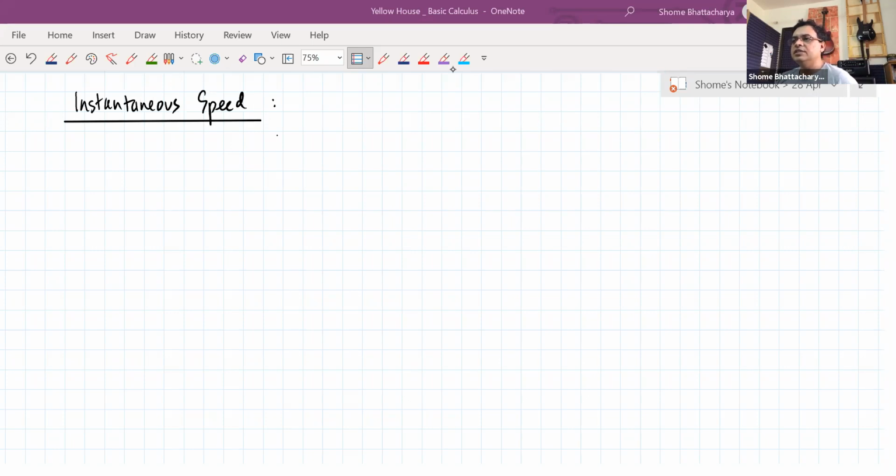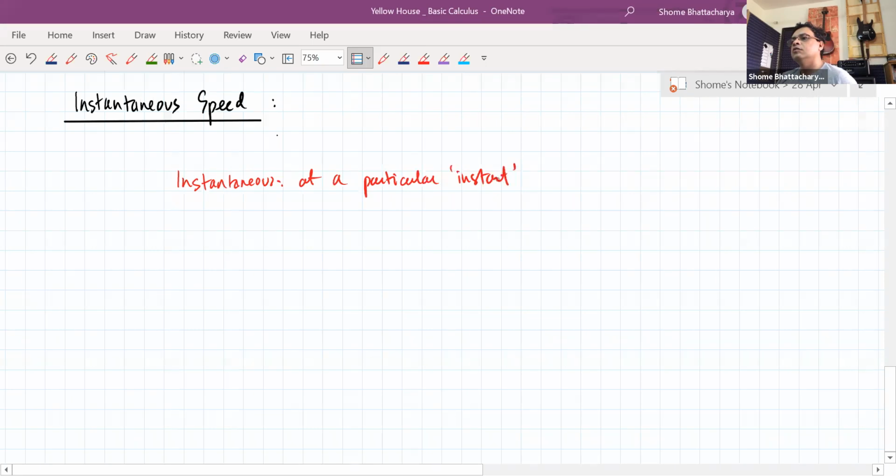So as the name suggests, Bhavika is saying that it's the distance traveled by a body at a particular time t, so that the speed is at that instant. Let's understand this. As far as nomenclature is concerned, what does the term instantaneous mean? It means at an instant, at a particular instant of time.